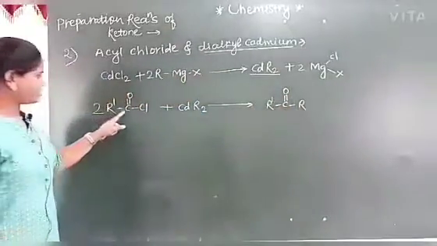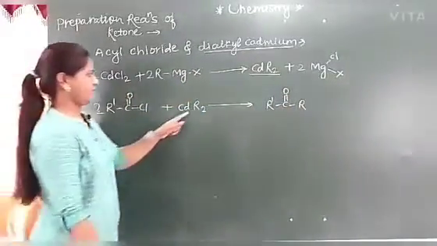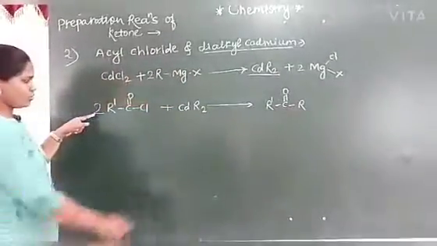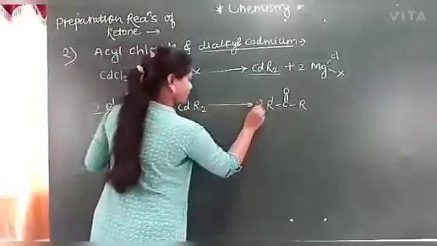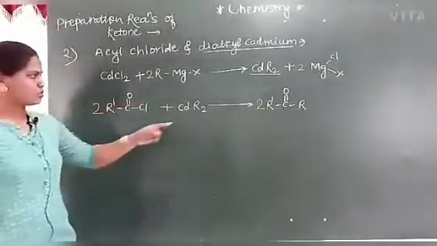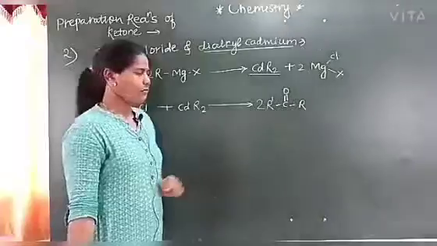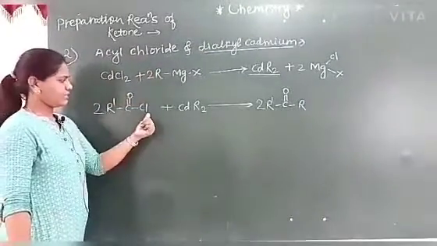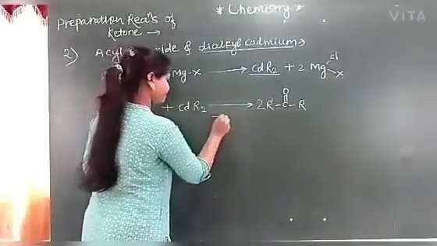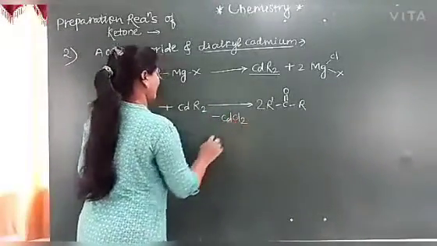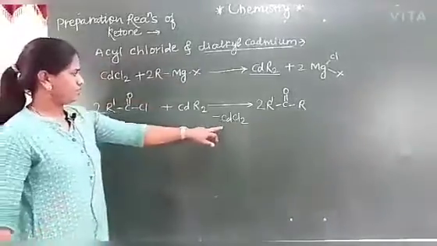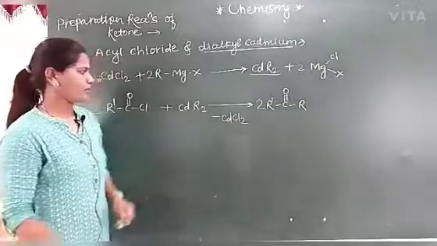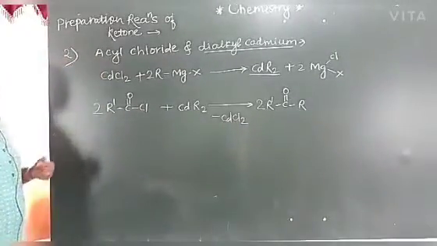See here, R dash C double bond O as it is, and this R will attach to this. Here we have taken 2 molecules, 2 alkyl groups, so balancing here with the 2. So 2 molecules of ketone we have got, and this R multiplied by 2. So Cl also 2, the byproduct is CdCl2. What we had taken here? Cadmium chloride, that we got again, the cadmium chloride. So this is the general reaction.